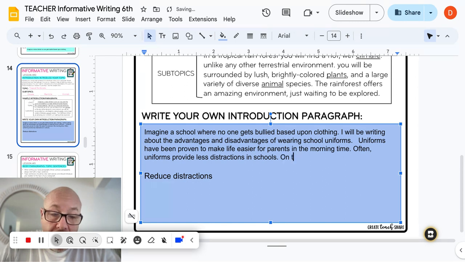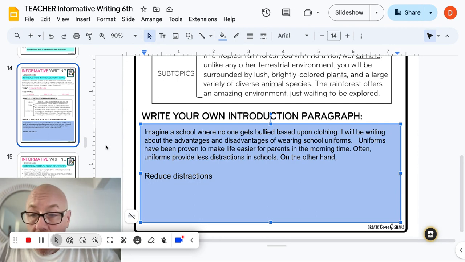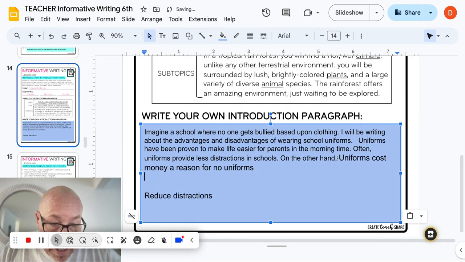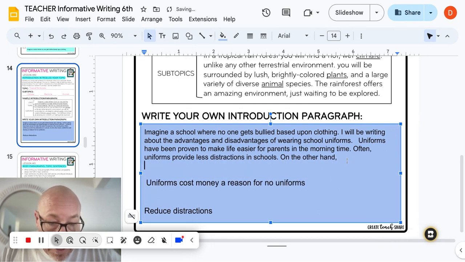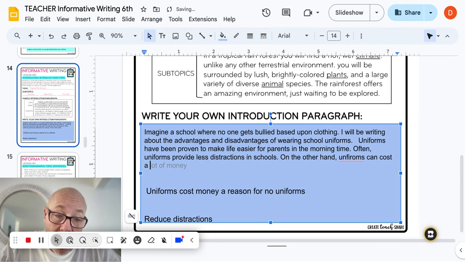On the other hand, notice how that is contrasting, not comparing, but contrasting. On the other hand, we were talking about, let me paste what I copied because I forgot, which is why I did that. Okay, I'm going to get that away from my sentence. On the other hand, uniforms can cost a lot of money for families.